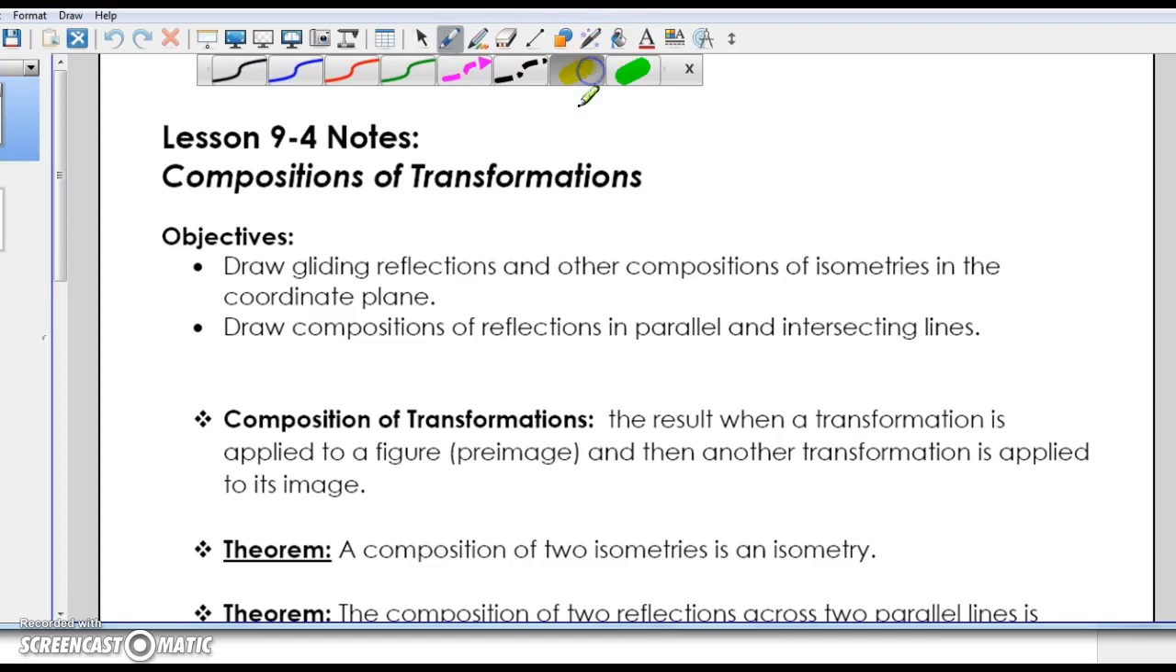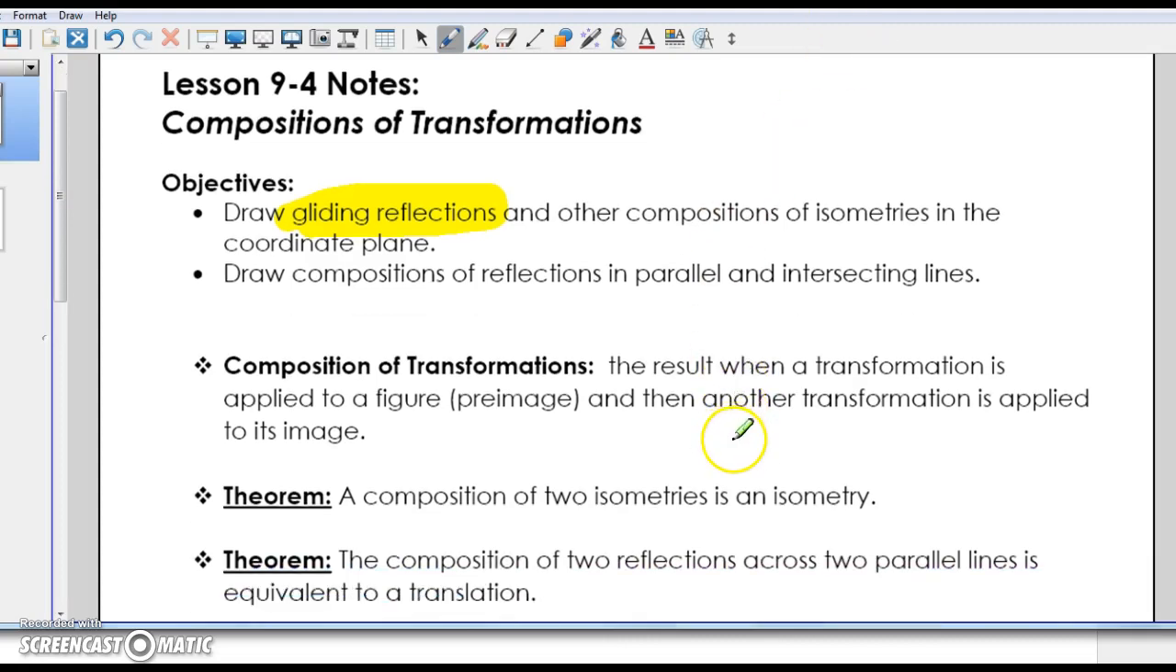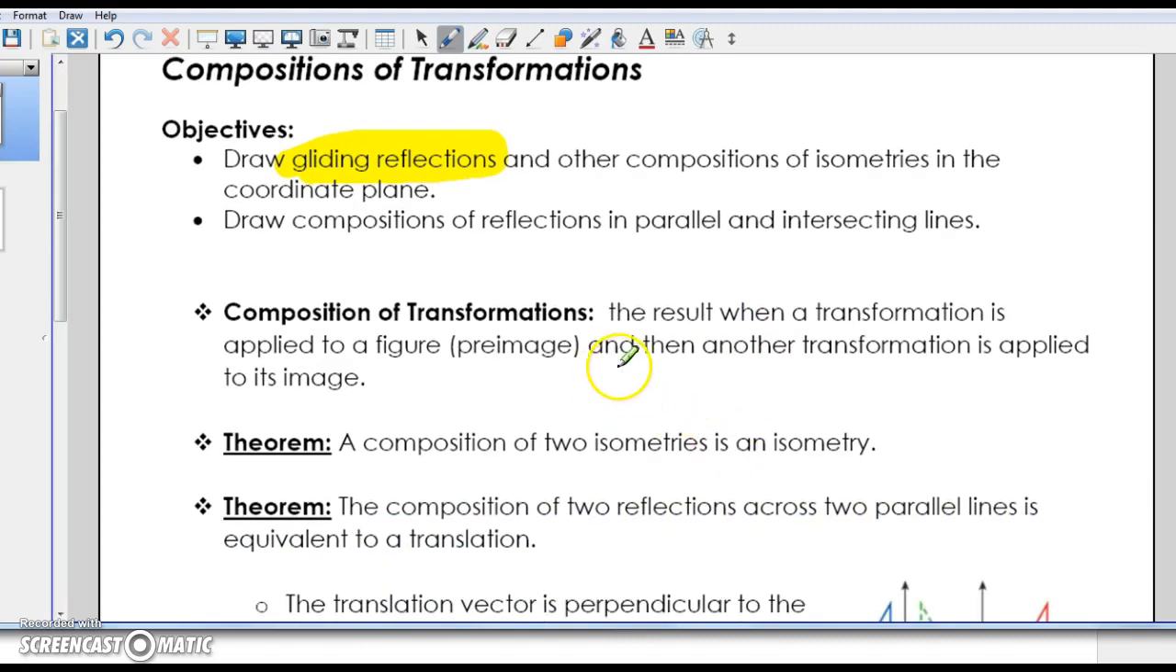A glide reflection, so if you want to highlight that, to glide reflect, that's not a very good highlighting job there, but you get what I'm trying to do. Glide is another word for slide or translation. So if we're going to do a glide reflection, we'll slide it first, we'll translate it first, and then we'll reflect it. So you're going to do 2 transformations before you're done. We've got some vocab and some theorems on the front of your note page here, and then the examples are going to be on the back. But we'll just kind of read through this here.